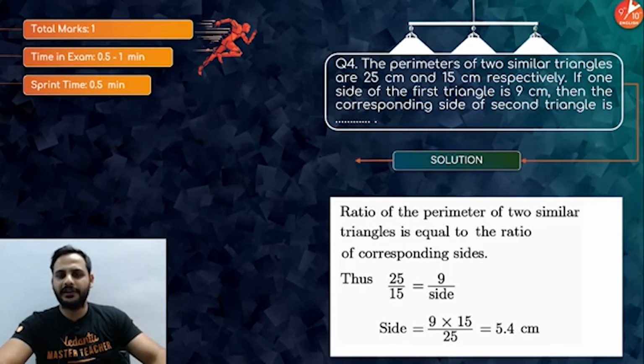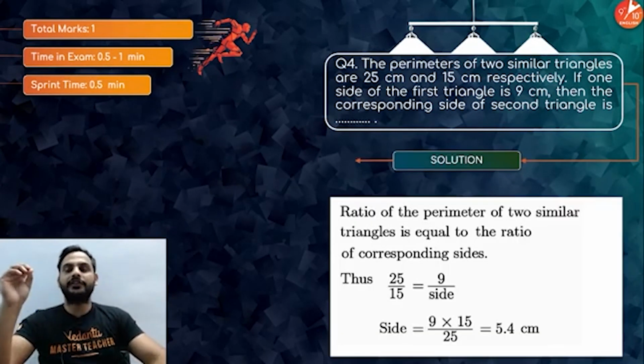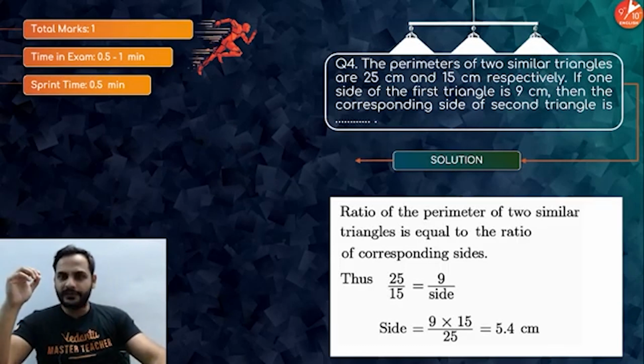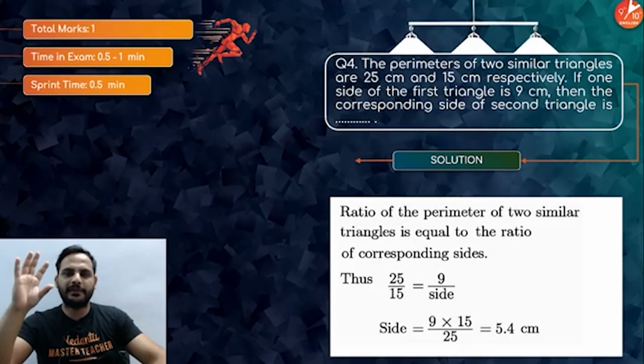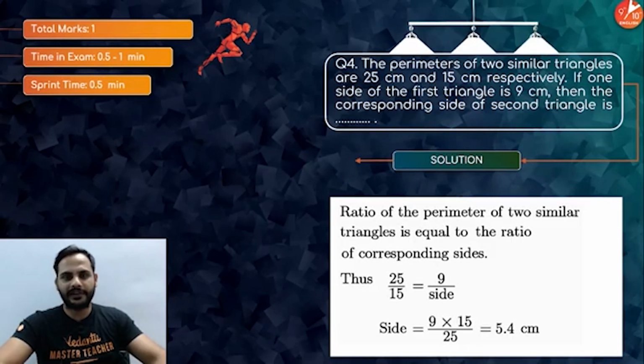Easy questions, beta. Just remember, only the ratio of areas is equal to the square of the corresponding sides. Otherwise, all the rest, corresponding medians, corresponding altitudes, corresponding angle bisectors, corresponding perimeters, are in the same ratio as the corresponding sides.